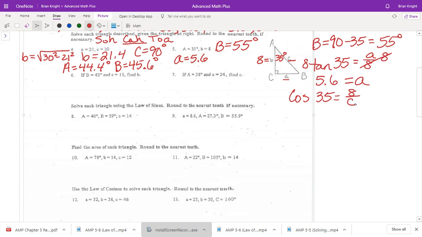Many of you got this mixed up on the mid-test. Okay, don't make the same mistake twice. We are not multiplying both sides by 8 here because where is my C? It's at the bottom. So I do what with these two things? I switch them. Okay, C equals 8 divided by cosine of 35. And you stick that in your calculator. You should get 9.8. Okay?